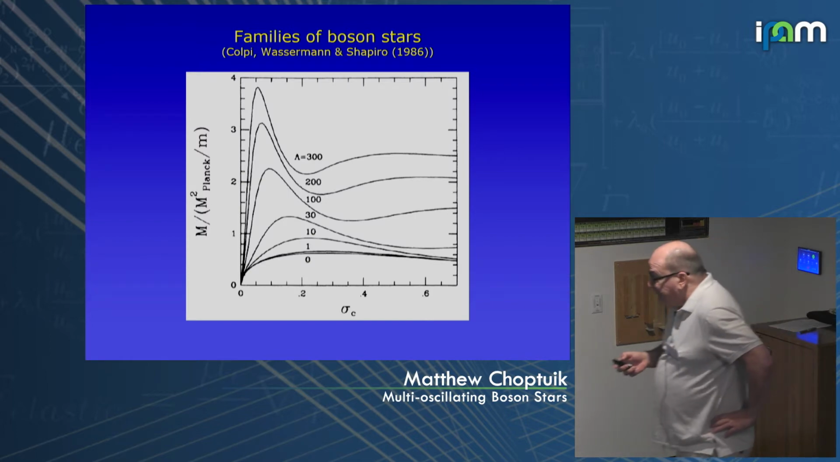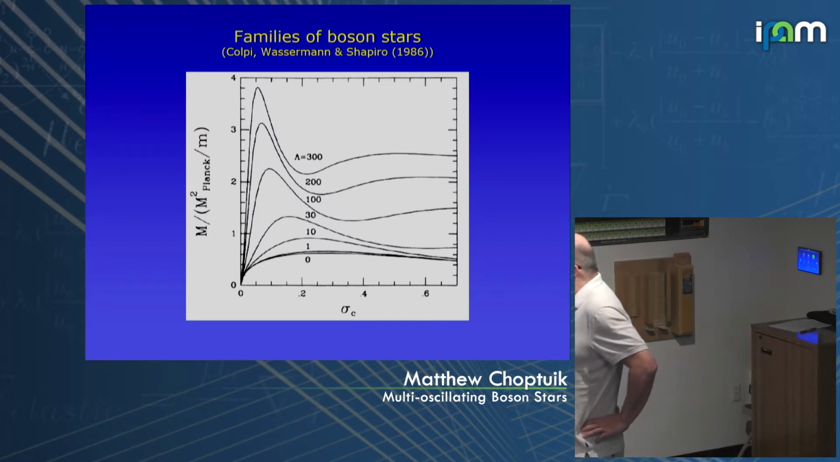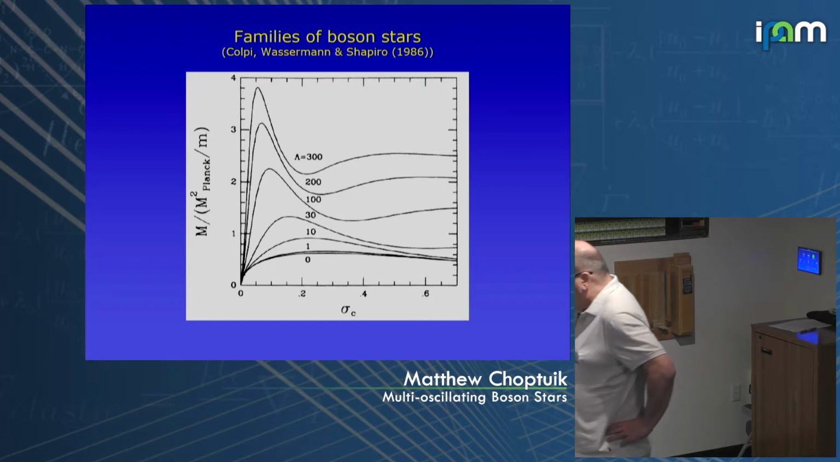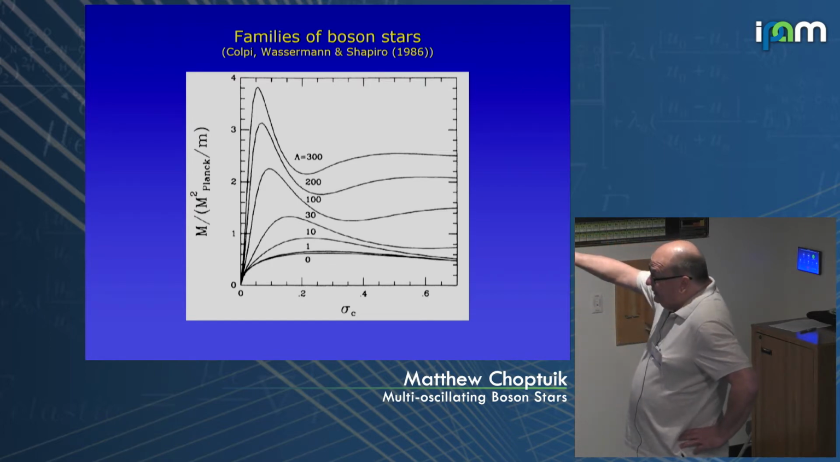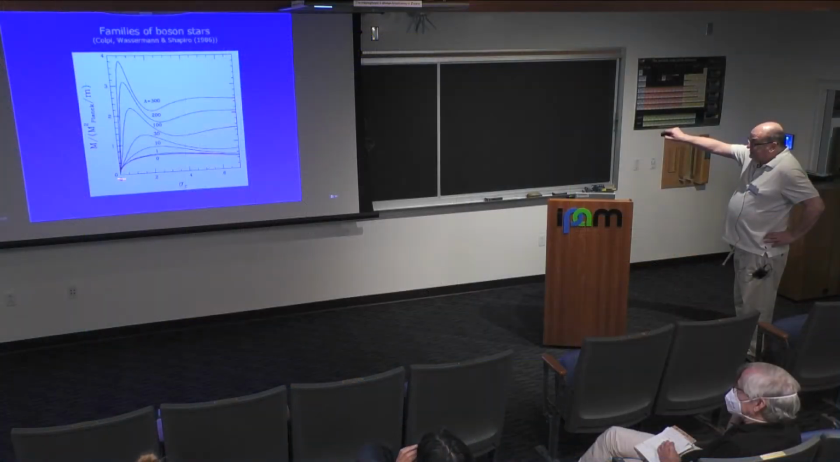So here's a plot from a paper back in '86 by Kolpe, Wasserman, and Shapiro. It shows the dependence of the ADM mass as a function of the central density. So this omega c is exactly that psi of r evaluated at r equals 0. So the central value of the complex scalar field.